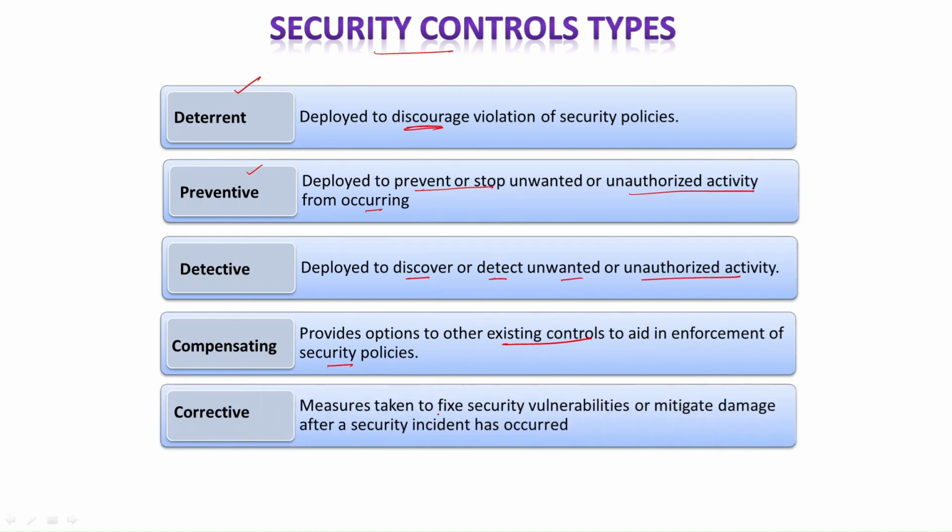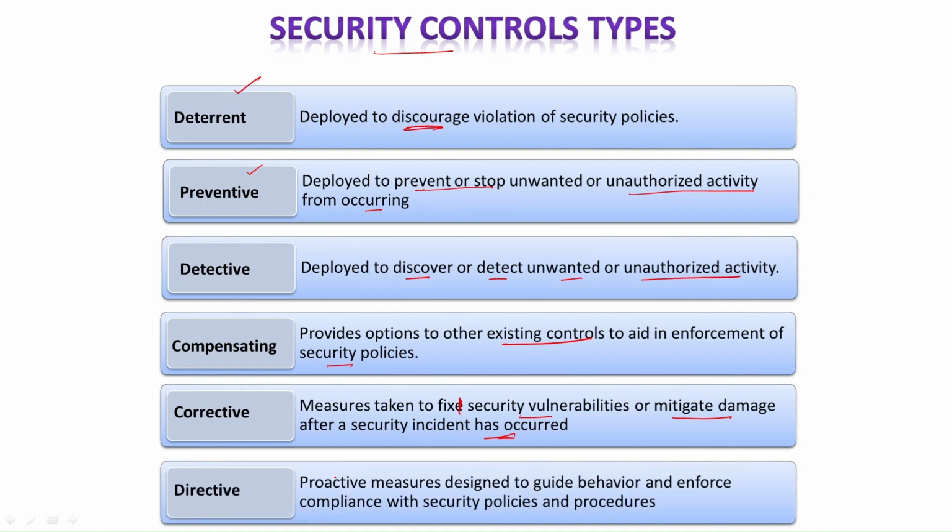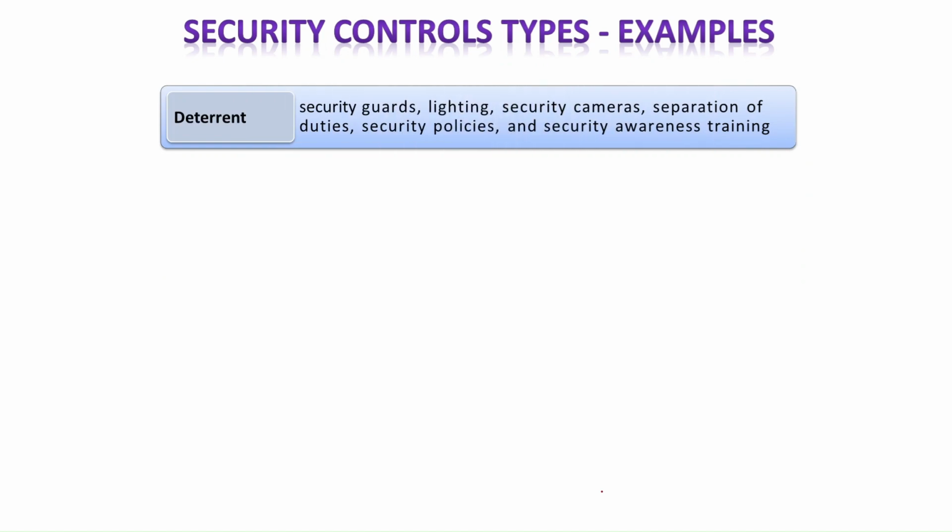While corrective measures are taken to fix security vulnerabilities or mitigate damage after a security incident has occurred. And directive controls are proactive measures designed to guide behavior and enforce compliance with security policies and procedures. So now going through some examples of the security control types. The deterrent controls include security guards, lighting, security cameras, separation of duties, security policies, and security awareness training.